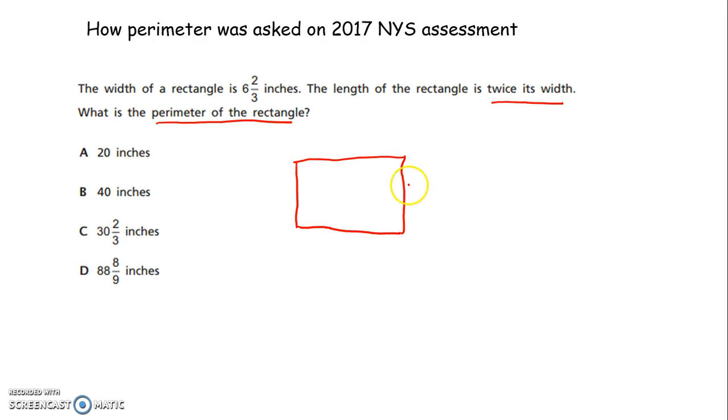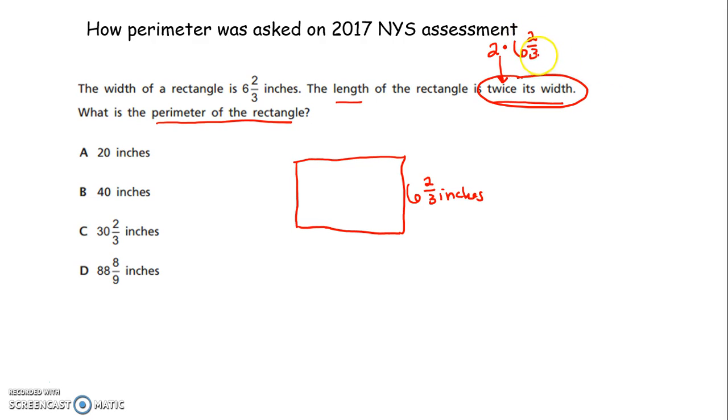And I know the width is 6 2/3 inches. They also tell me the length is twice that width. Well, what does twice mean? Twice means 2 times. So our length will be 2 times our width. And what's our width? Our width is 6 2/3. All right, so I have to multiply 6 2/3. Well, 6 2/3 is about 7. So 2 times 7, my length is going to be around 14.